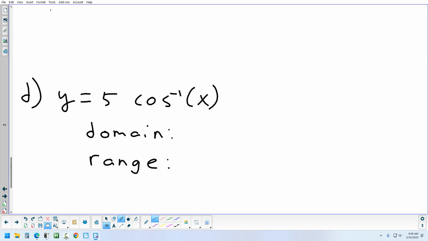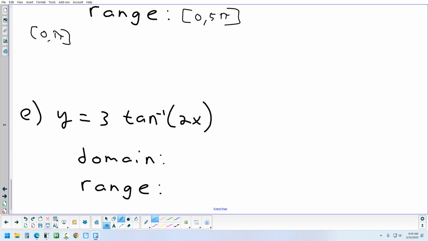Domain for inverse cosine. Negative 1 to 1. Okay. What is our range for inverse cosine? Normally it's 0 to pi. But now we're multiplying it by 5, so we stretch that 5 times as much. So that's 0 to 5 pi. Perfect. Okay, that's our range. All right, and let's try one with inverse tangent.